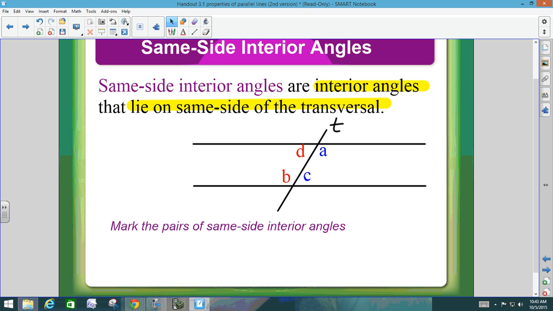Abbreviation for same side interior? SSI angles. In the top right corner of your notebook paper, you have 8 angles. I need a pair of same side interior. Sarah? Good. Angle 3 and angle 2 would be same side interior angles. JC? And angle 1 and angle 4. Same side of the transversal, inside of the 2 lines.